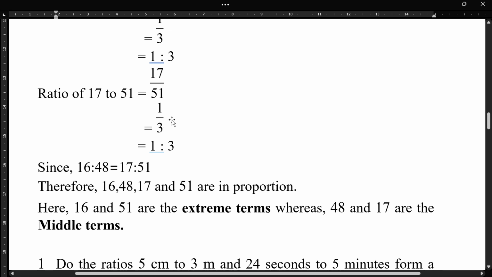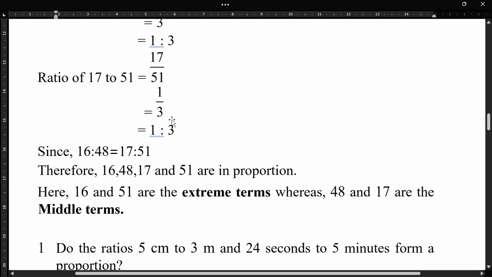So we can say 16 and 51 are extremes, whereas 48 and 17 are middle terms. We can also find the proportion by finding the product of extremes and middle terms. If their products are the same, then we can say the ratios are in proportion.